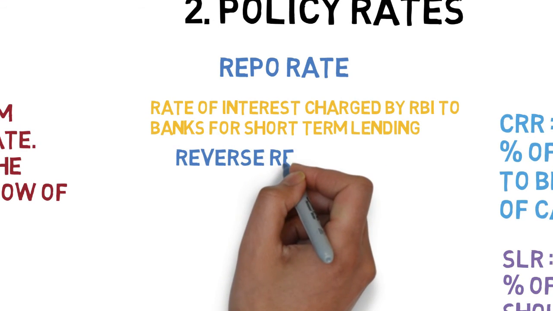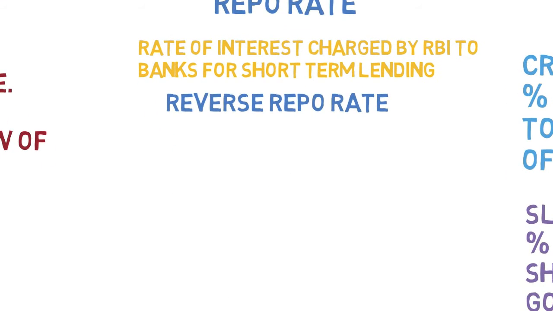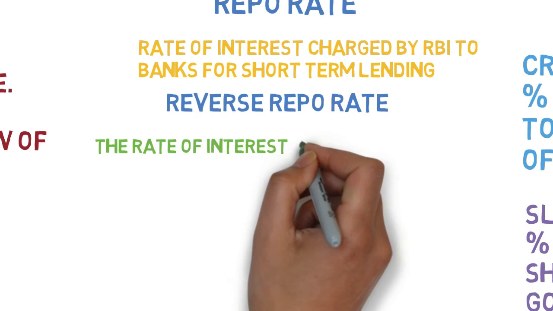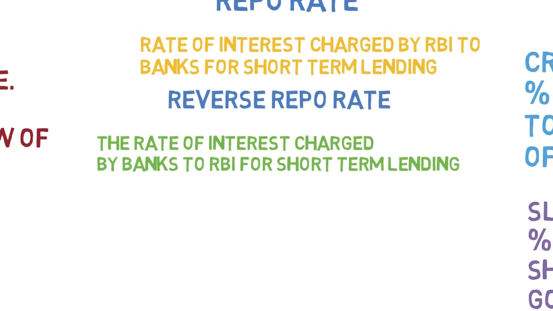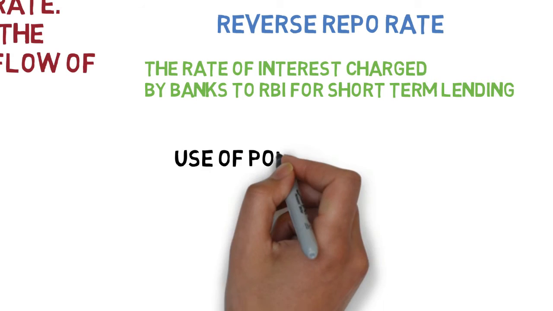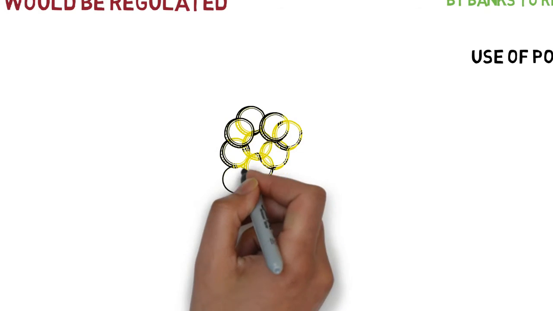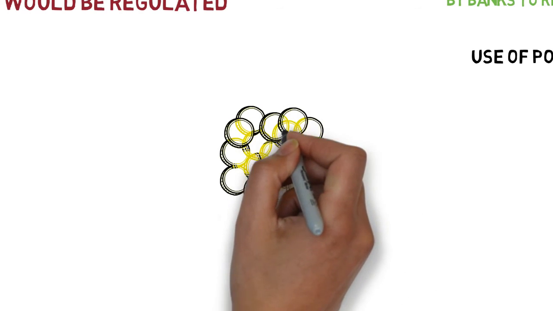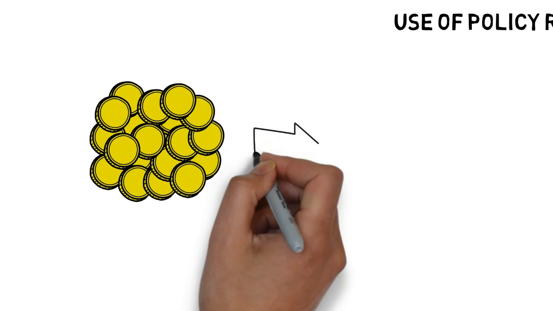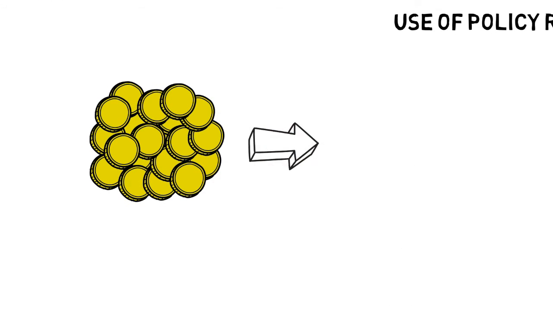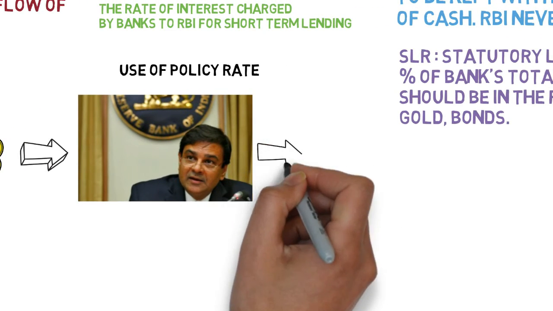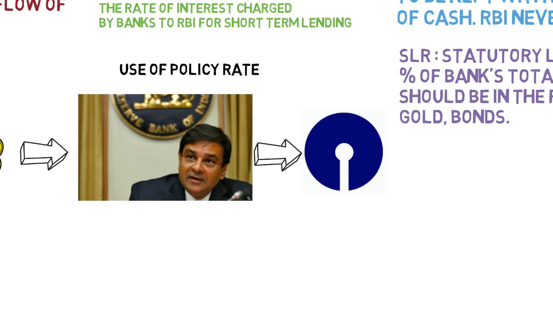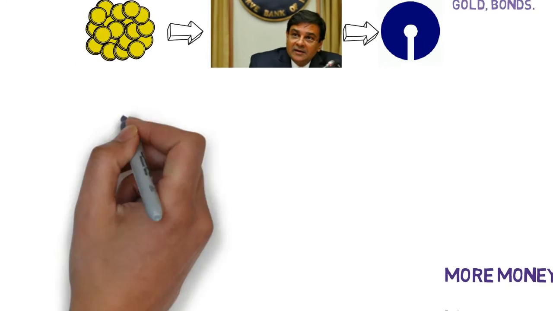And the second one, reverse repo rate. What is a reverse repo rate? The reverse mechanism of repo rate. The rate of interest charged by banks to RBI for short-term lending is called reverse repo rate. What is the use of these policy rates? Let us assume that some banks have a surplus of deposits, then they would give it to the central bank to earn some interest, and the central bank will give short-term loans to banks.